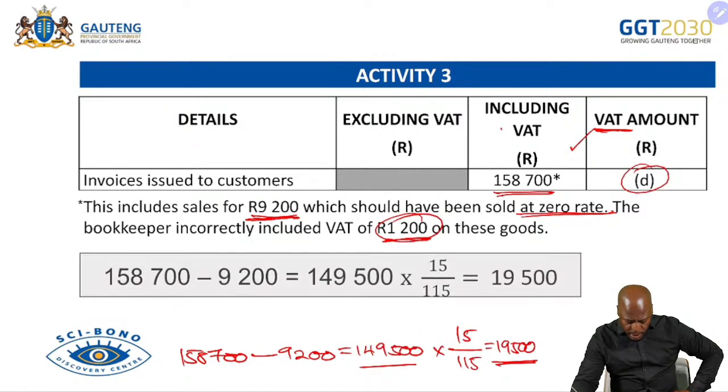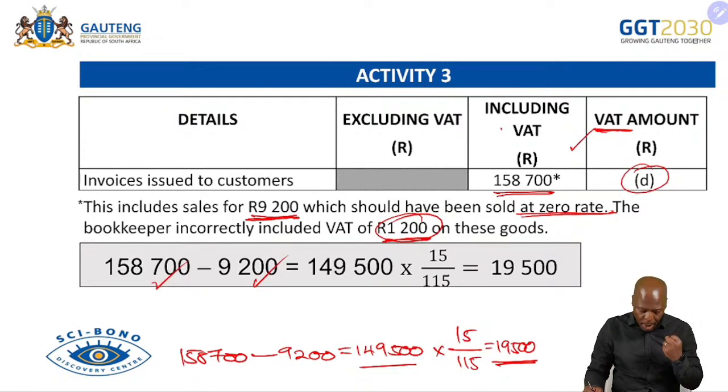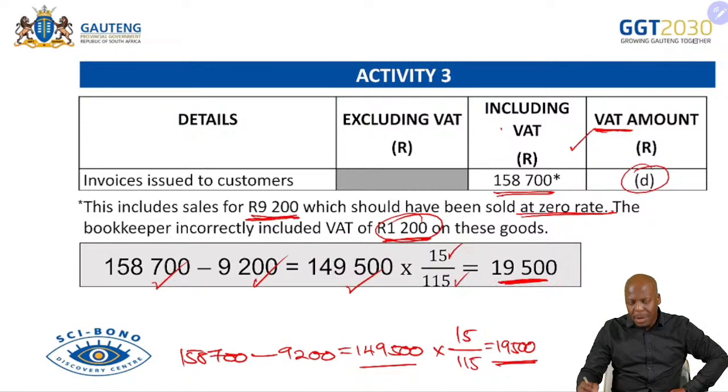Let's see when it's neatly written. I start off with my 158.7. I take out the zero rated amount. Remember, you're taking the inclusive amount. Then you remain with now 149.5. And then you get your 15 over 115 to end up with 19,500 rands. This is your VAT.